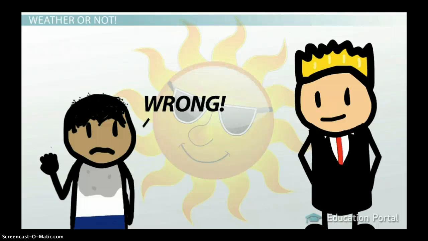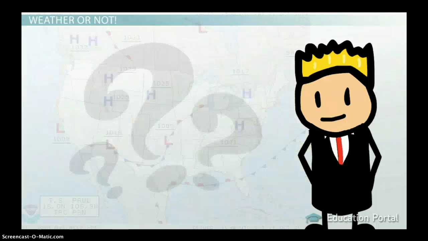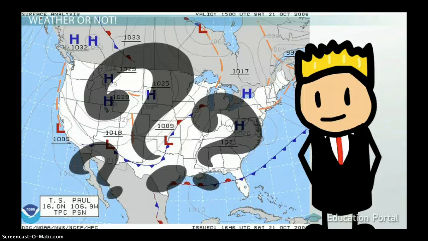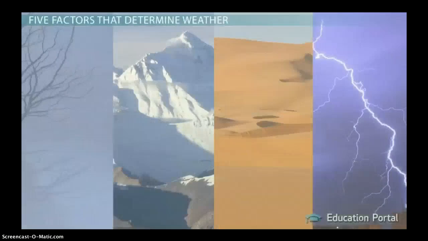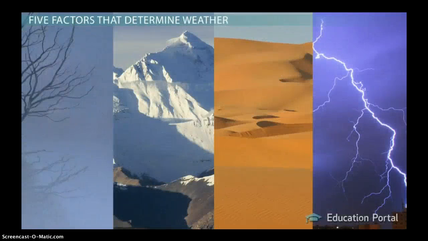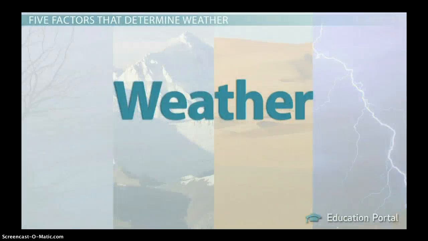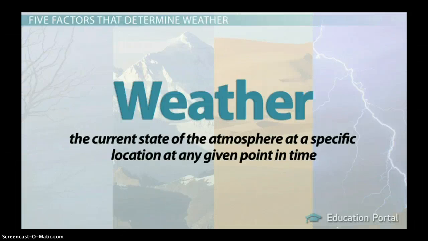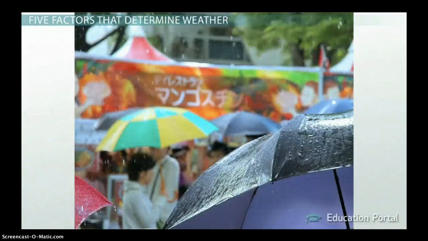What factors do meteorologists study to determine the weather, and how does the atmosphere play a role in what happens outside each and every day? First of all, what is meant by the term weather? Weather is simply the current state of the atmosphere at a specific location at any given point in time. We use this term correctly when we ask a friend in another part of the world, what is the weather like there?